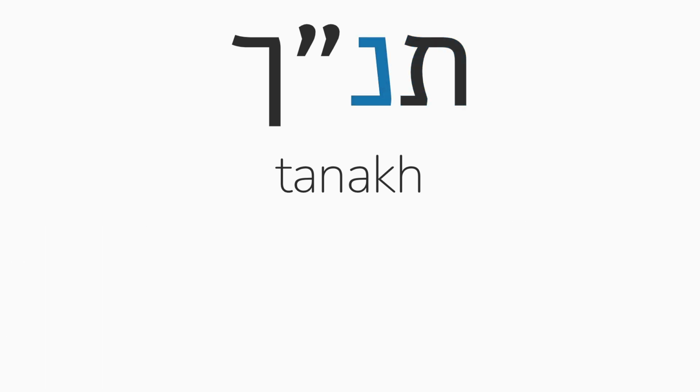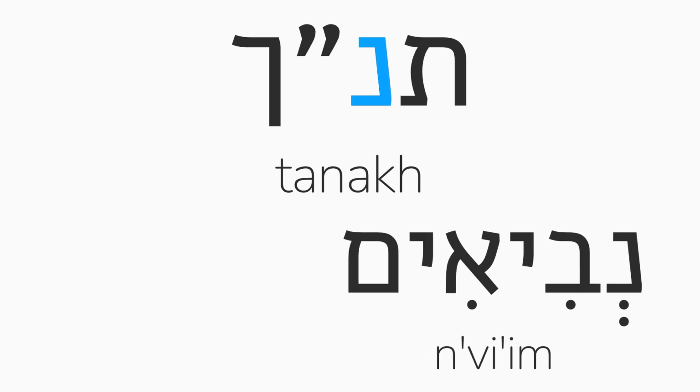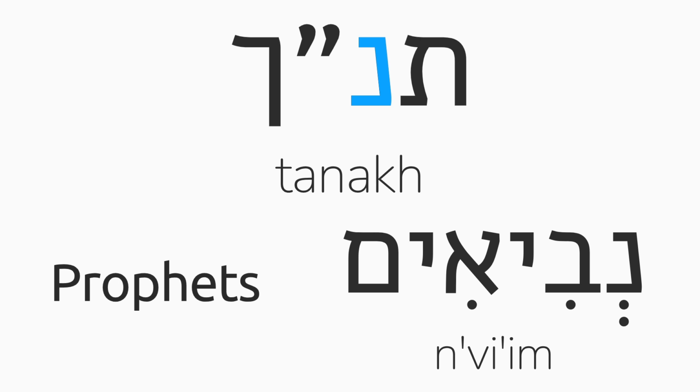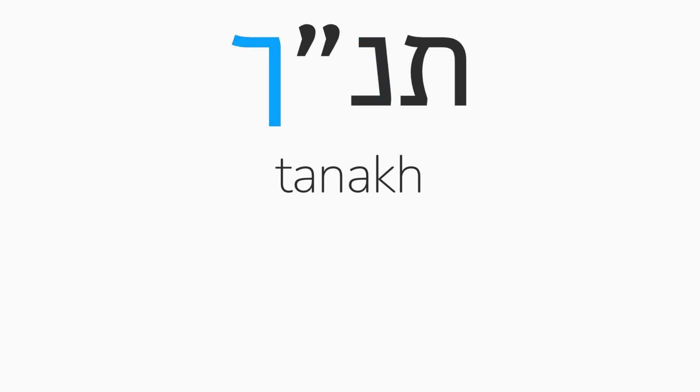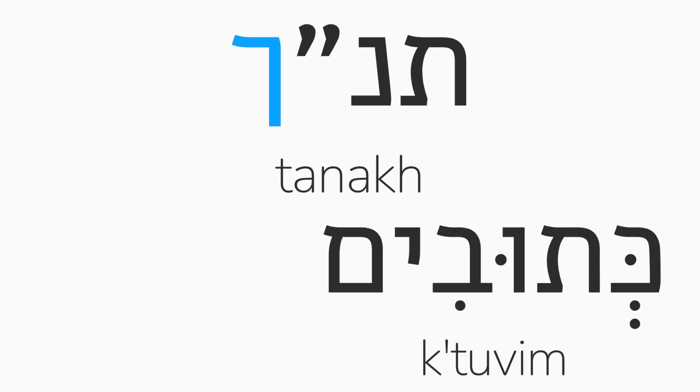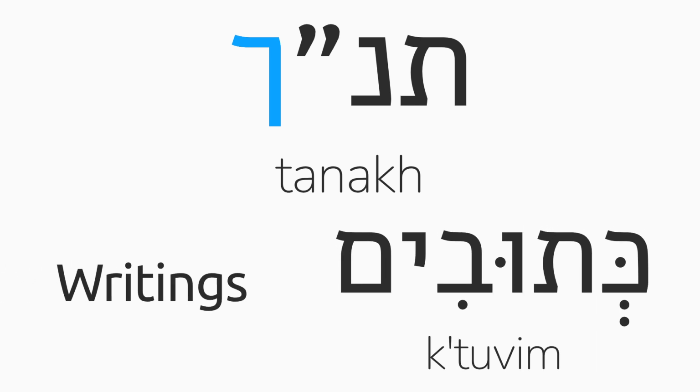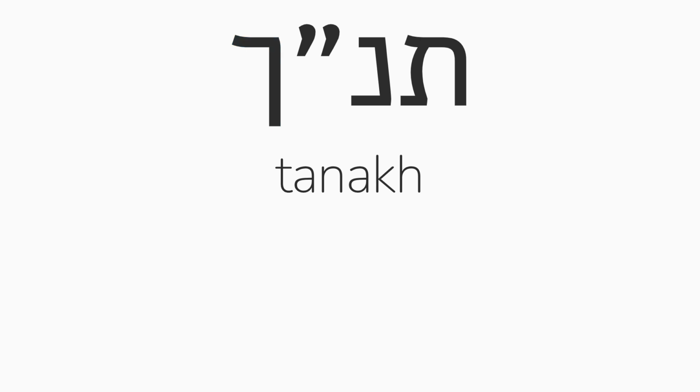The second letter of Tanakh is Nun, which is the first letter of Nevi'im, which means prophets, the second section of the Hebrew Bible. And the last letter in Tanakh is Kaf, the first letter of Ketuvim, which means writings, the third and last section of the Hebrew Bible. Tav, Nun, and Kaf make up the abbreviation Tanakh, which is what the Hebrew Bible is called in Hebrew.